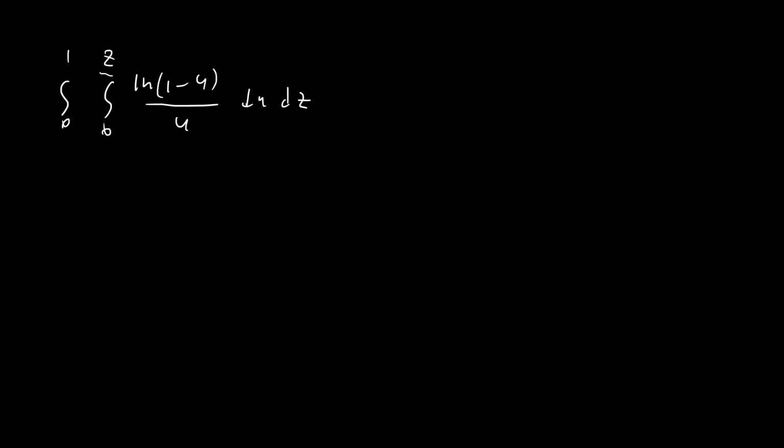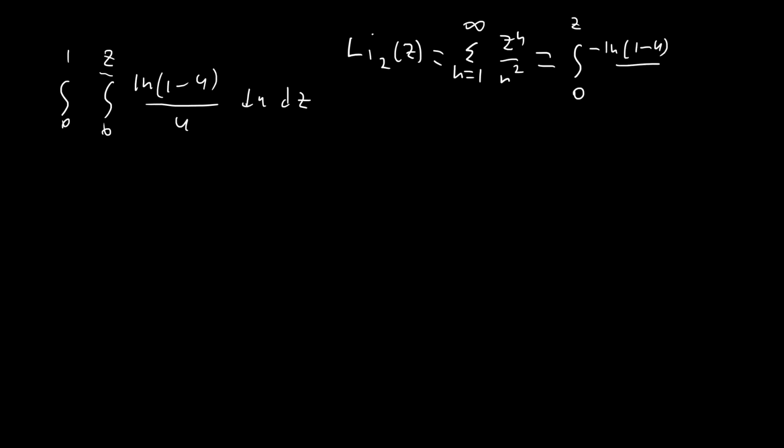So I'm going to talk about the special function, the dilogarithm, or Li2 of z. It's equal to the sum from n equals 1 to infinity of z to the n over n squared. And it's also equal to the integral from 0 to z of negative ln(1 minus u) over u du. So we can just replace the inside with negative Li2 of z. So we have the integral from 0 to 1 of negative Li2 of z dz.